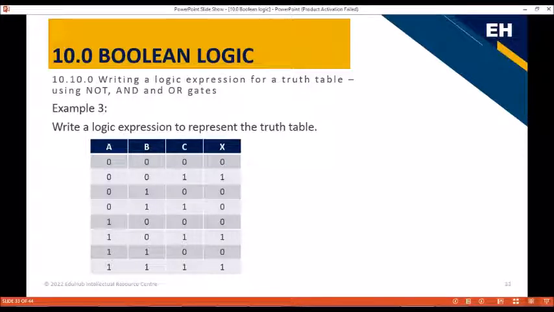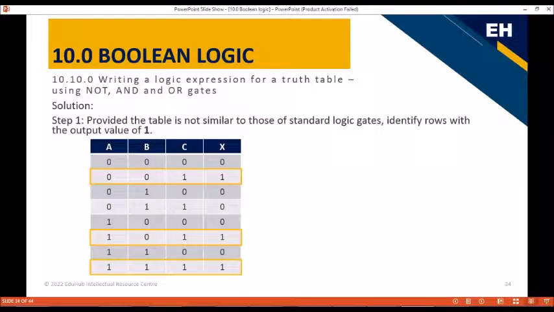Alright, we are going to proceed with the steps. Step 1. Provided the table is not similar to those of standard logic gates, identify rows with the output value of 1. So we have 3 rows with the output values of 1.